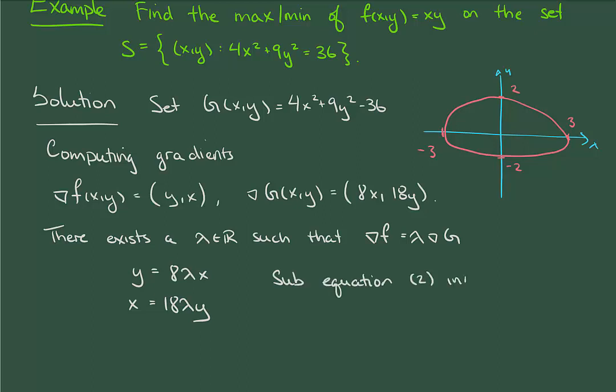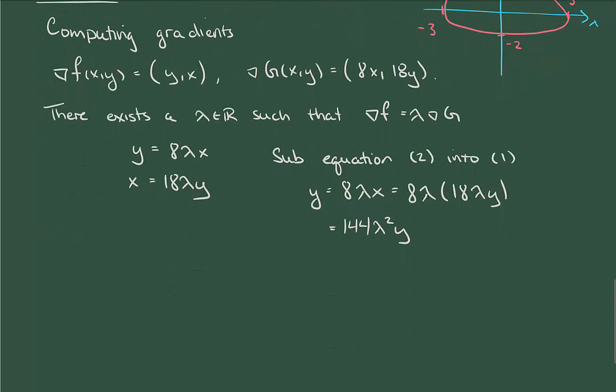So what I'm going to do is substitute the second equation into the first one. And if I do that, plug that in here, and you can work that out, that's 144 lambda squared y. Now I'm going to put everything on the same side, so I'm going to make this equal to 0, and I'm going to factor out a y. And we know that when you have the product of two things being equal to 0, one of those two things has to be equal to 0. So that tells us that either y is 0 or this 1 minus 144 lambda squared term is 0. So we have to break this into cases.